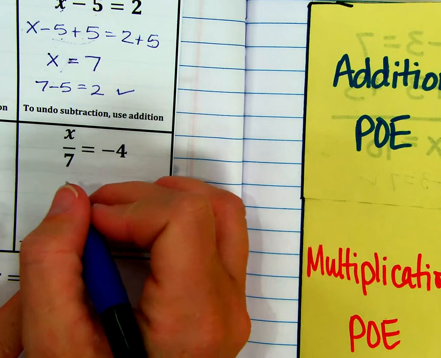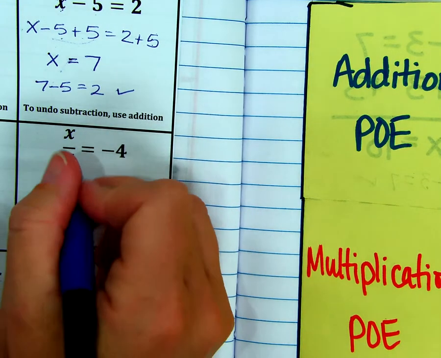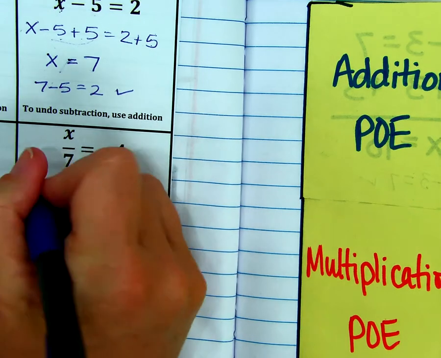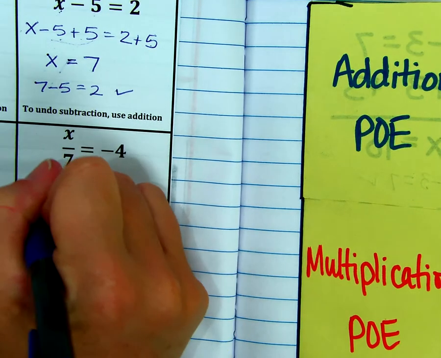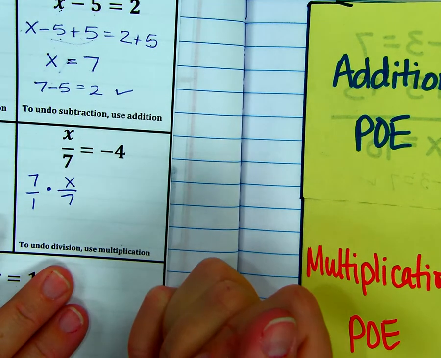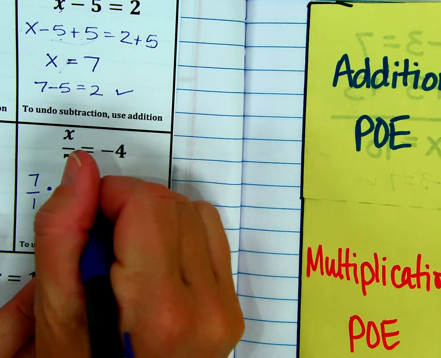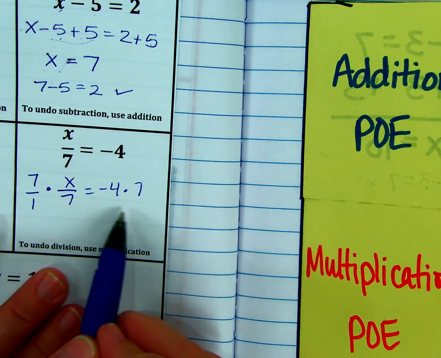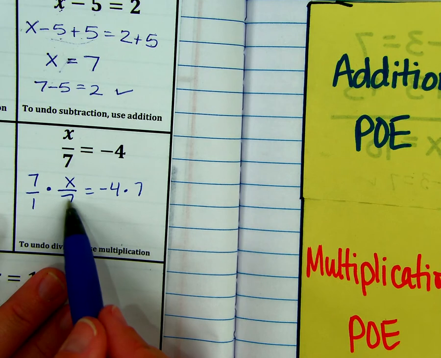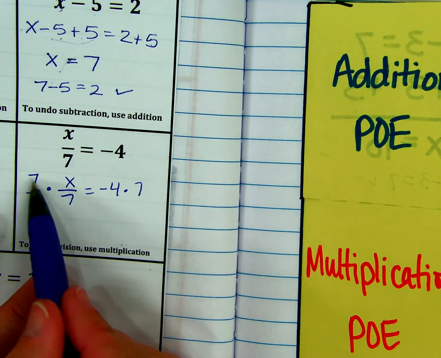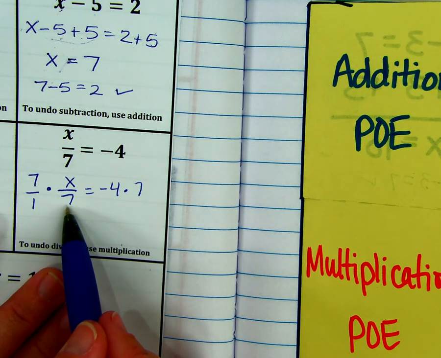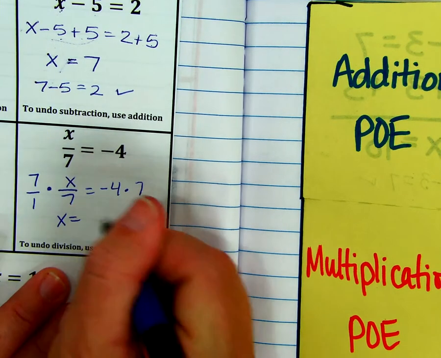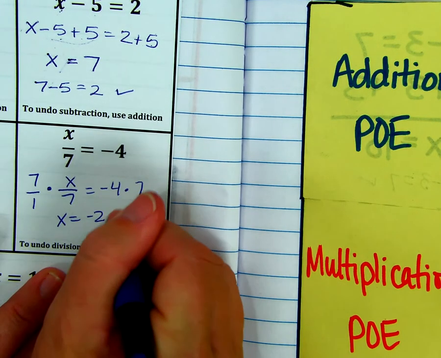Why do I want to do that? Well, if I take x divided by 7, times 7 over 1, and I take negative 4 times 7. So I'm multiplying both sides by 7. My 7s are going to cross out. 7 divided by 7 is 1. Remember, this is the multiplicative inverse property. I'm left with x is equal to negative 28.